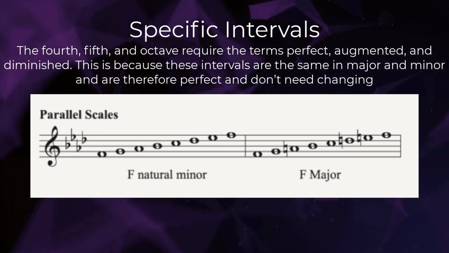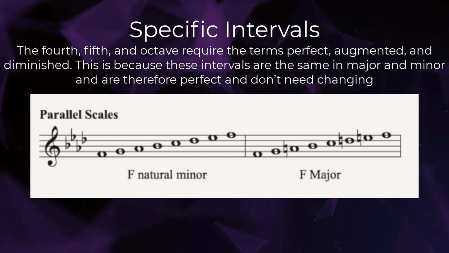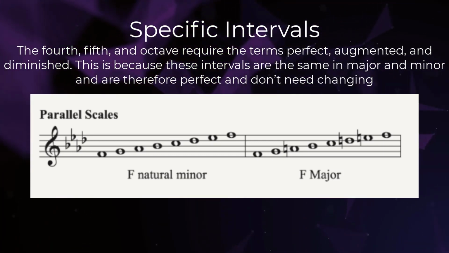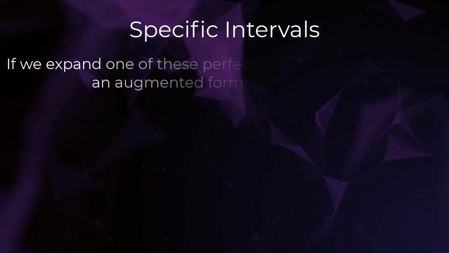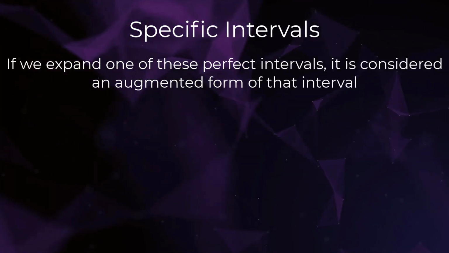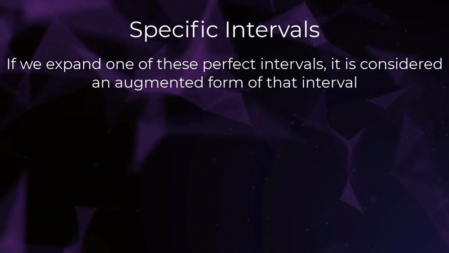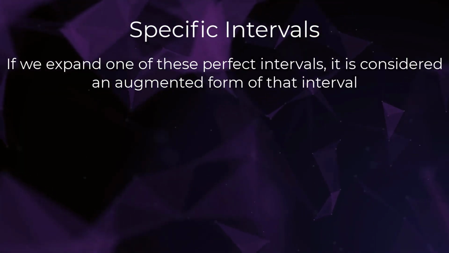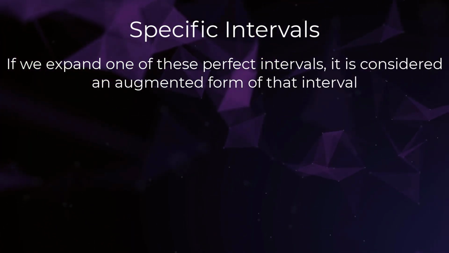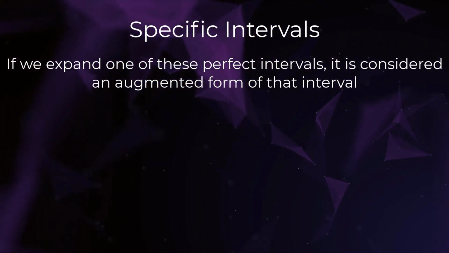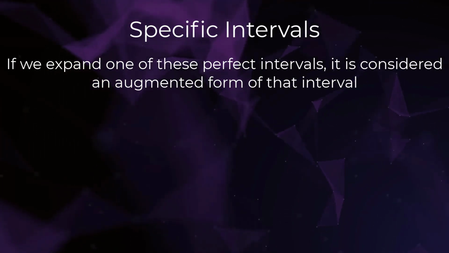This is because the intervals are the same in major and minor, and therefore are considered perfect and don't need changing. Now, if we expand one of these perfect intervals, it is considered to be an augmented form of that interval. Careful when dealing with enharmonics here, as depending on how the notes are placed on the staff, it would change the type of interval that is shown.